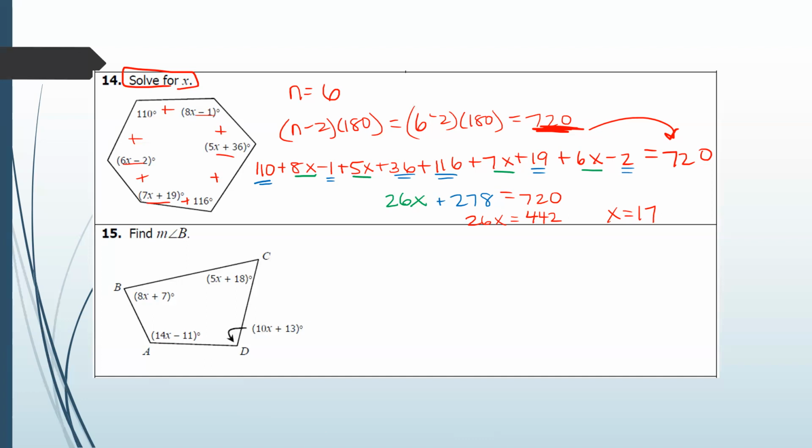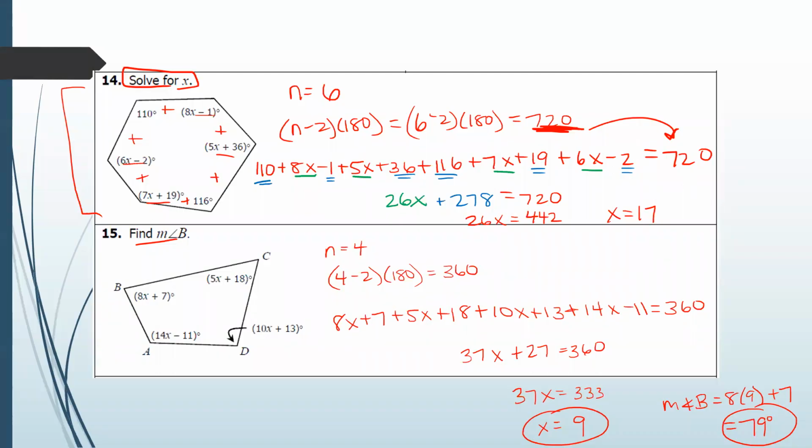Oh, look, number 15. Number 15 wants us to find the measure of angle B. So we're going to do the same process we just did here in 14, but then we're going to take whatever x equals and we're going to plug it into that expression there for B. Okay, this one isn't a hexagon, it's just a quadrilateral, so it won't be as long. It is the same process though, so go ahead and try number 15. Can you find the value of x? And then once you know x, tell me what the measure of angle B is. Try this one now.